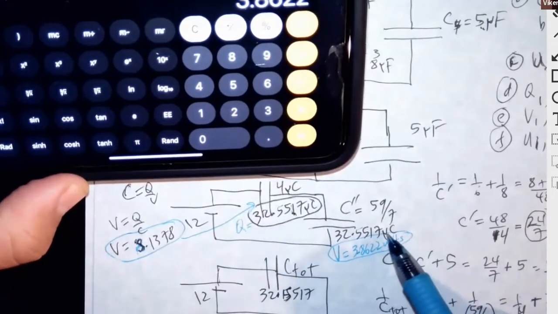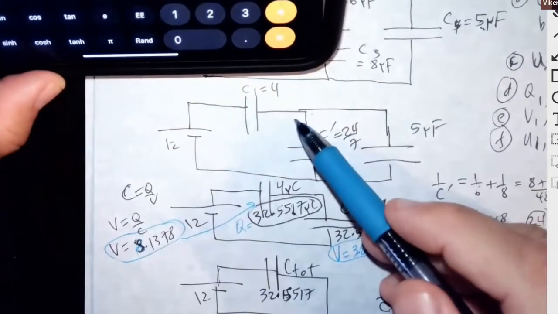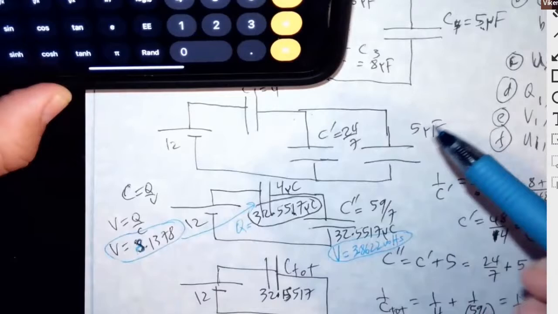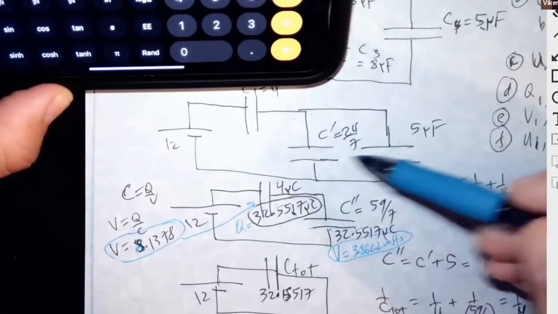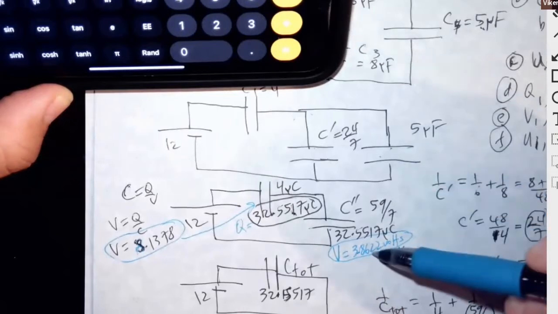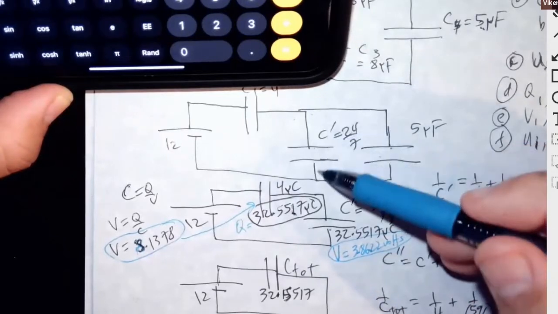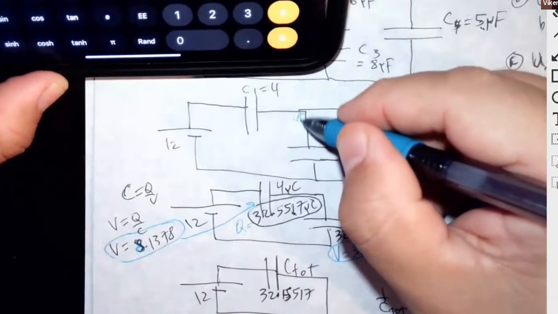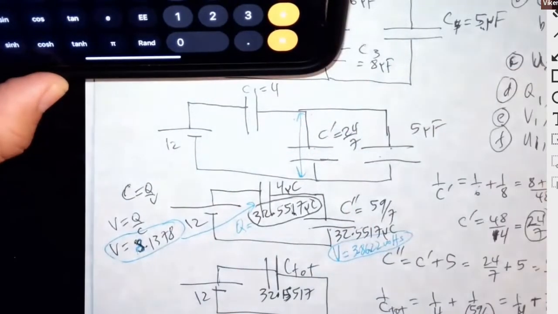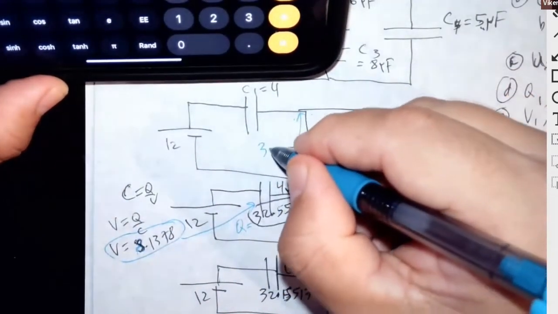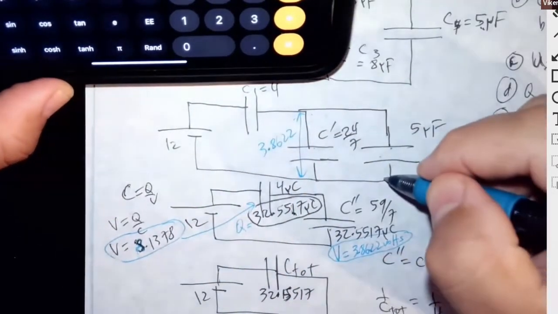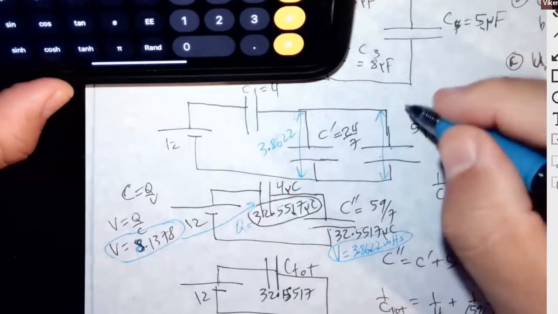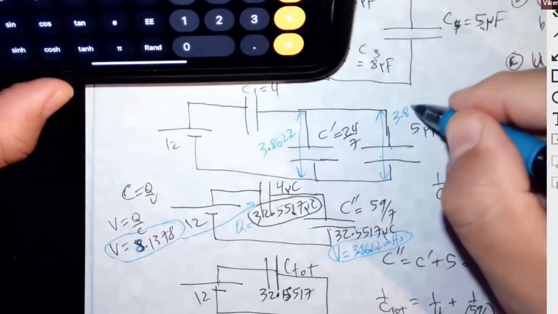Okay, so now I know its charge and I know its voltage and I know everything, right? So now I go one step up. Okay, so then what am I going to say? This is the net capacitance of two capacitors in parallel. So the voltage it has is the same as the voltage that these have. So the voltage of this one is 3.8622. And then the voltage of that one, 3.8622.